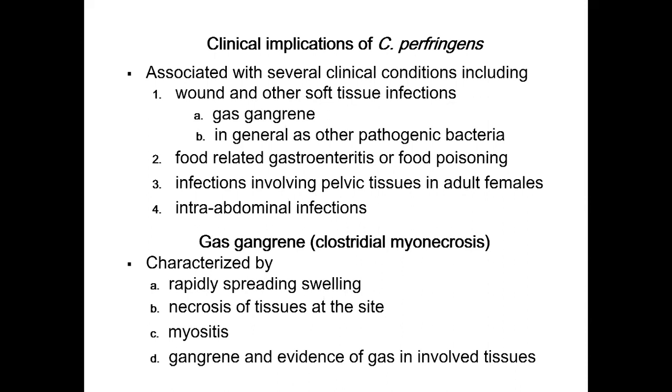Secondly, it causes food-related gastroenteritis or food poisoning. We just talked about an enterotoxin being produced by specific strains, and these are the ones that are responsible for this foodborne illness, gastroenteritis or food poisoning. Thirdly, it's associated with infections involving pelvic tissues in adult females. In other words, infections which are related to the female reproductive system. And then it is also from time to time associated with intra-abdominal infections. That is, infection which occurs outside the intestinal lumen in the peritoneal cavity.